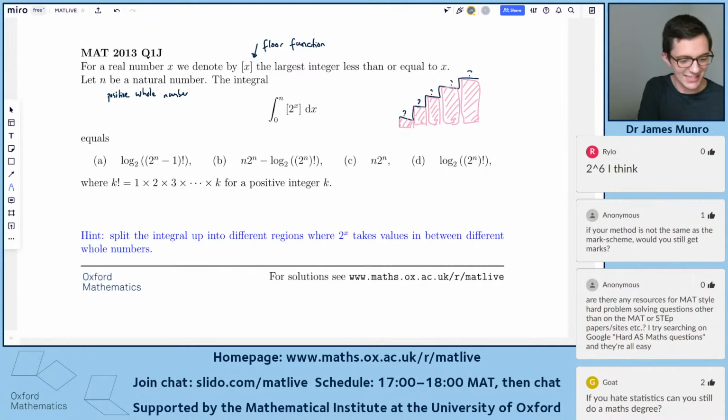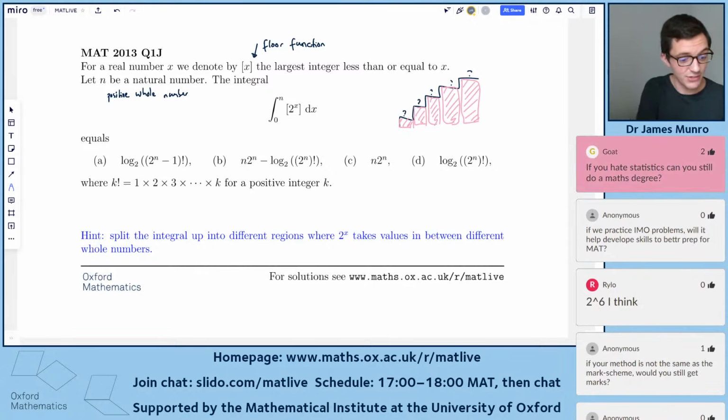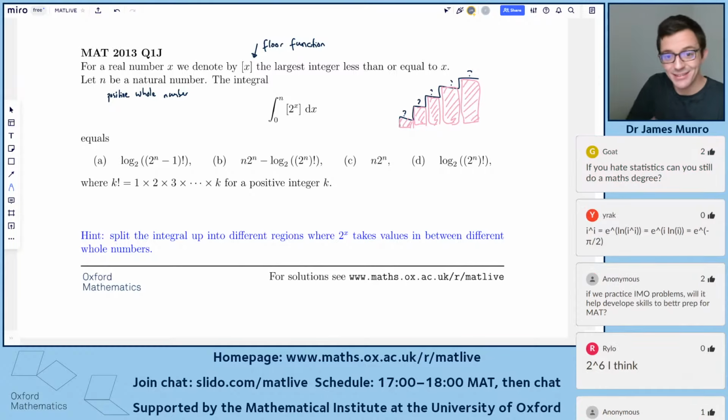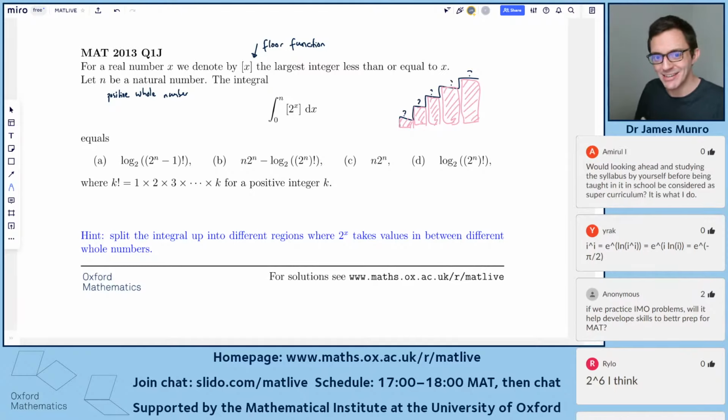If you hate statistics, can you still do a maths degree? Sure, there's some probability and statistics in a maths degree. It's kind of taught differently from A-level mathematics. Some people find out that they like maths and they like statistics after all, even if they didn't like it at A-level, but then started seeing some of it at university.